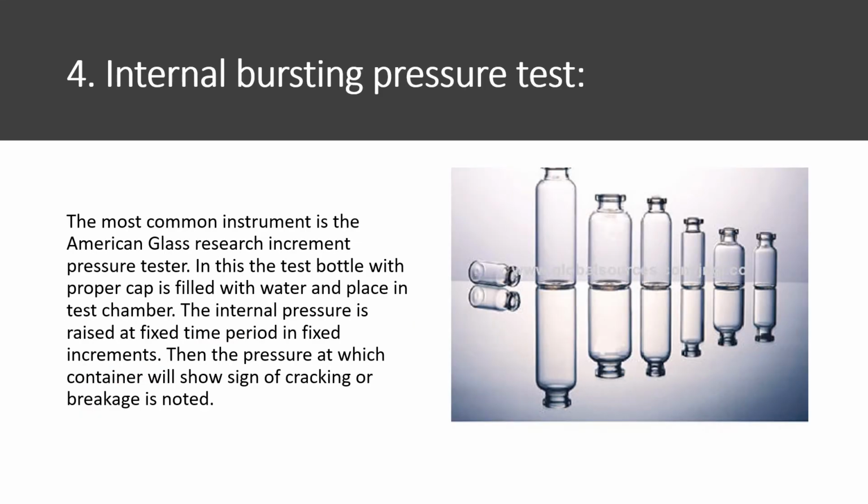Then the fourth test used for quality control of glasses is the internal bursting pressure test. As the name indicates, the most common instrument used is the American Glass Research Incremental Pressure Tester. In this test, the test bottle with the proper cap is first filled with water and then placed in the test chamber. The internal pressure is raised at a fixed time period in fixed increments. Then the pressure at which the container shows signs of cracking or breakage is noted down.